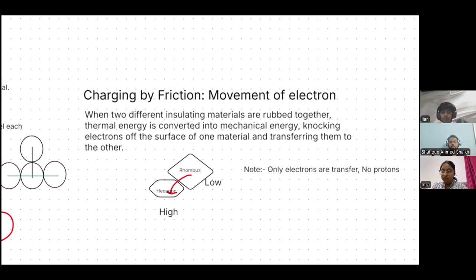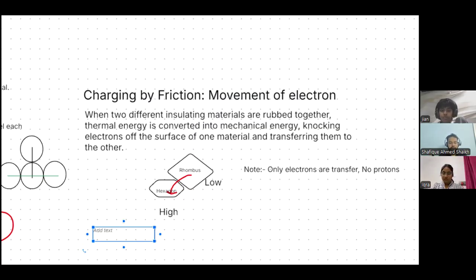Now the very important topic that is coming in the next part, I'm going to write it over here. Listen. Now charging by friction: this charging is done when there is physical contact. You need to rub two things with each other.